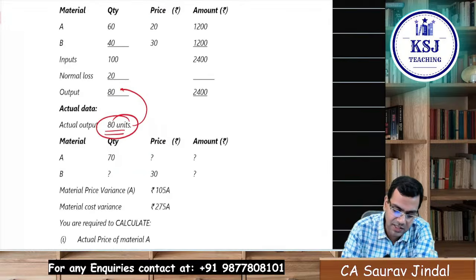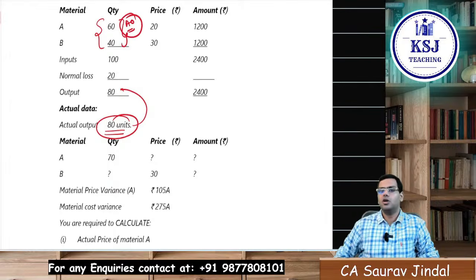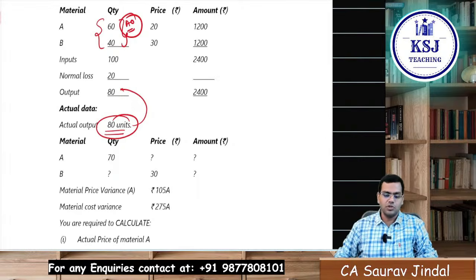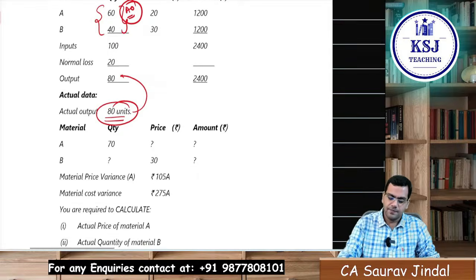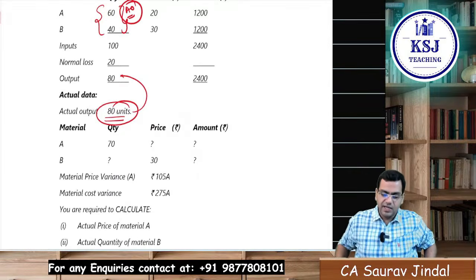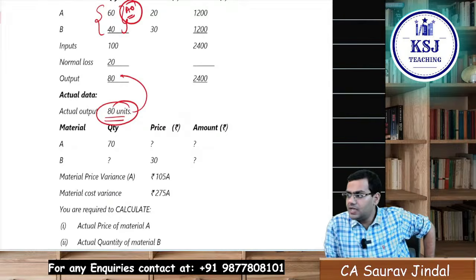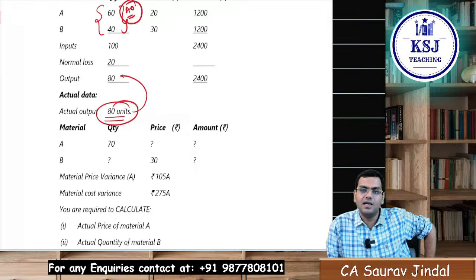That means this proportion is for actual output only, because in this case the actual output is equal to your standard output. So 60 and 40 that they are taking, that is for actual output, standard output, one and the same thing, right? Then in the actual data, some of the data is not given to you. For material A, the price is not given. For material B, the quantity is not given, but they have given material price variance and the material cost variance.